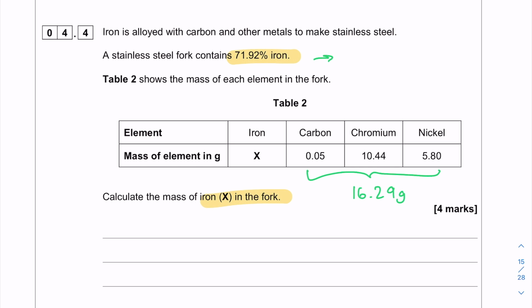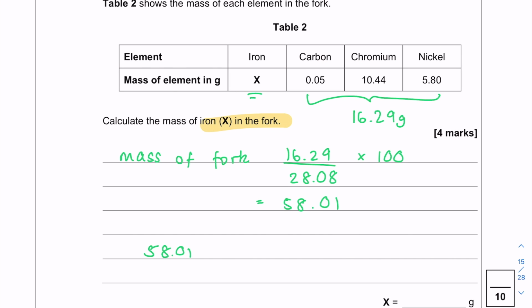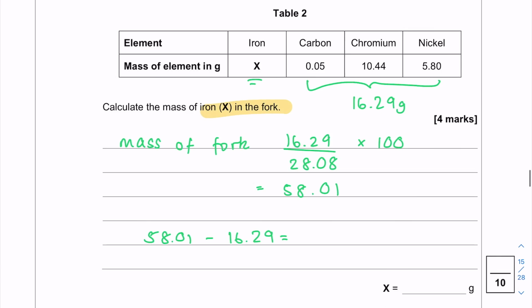So that accounts for 28.08%. To find the total mass of the fork, we take the individual masses of those other elements and divide by their percentage, times by 100. So we know that the total mass of the fork is 58.01 grams. Then it's a matter of taking the mass of the other elements away from that to find the mass of iron, which is 41.72.